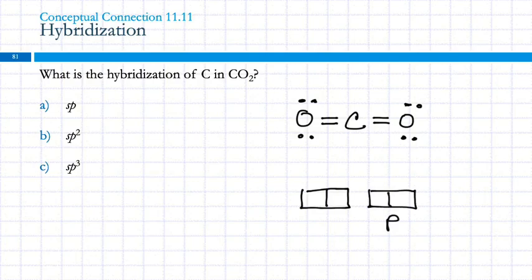The pi bonds have to be unhybridized p orbitals because those are the ones that stick out and can overlap side to side. And we need 2 hybrid orbitals to make the sigma bonds. So what's the combination? SP. This is SP.